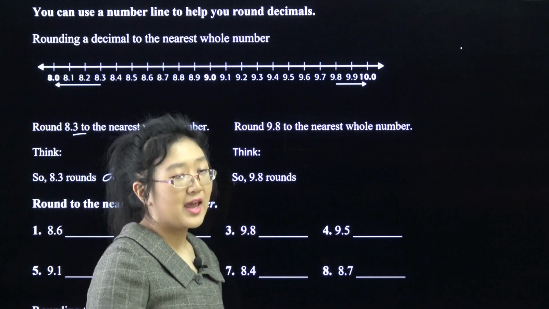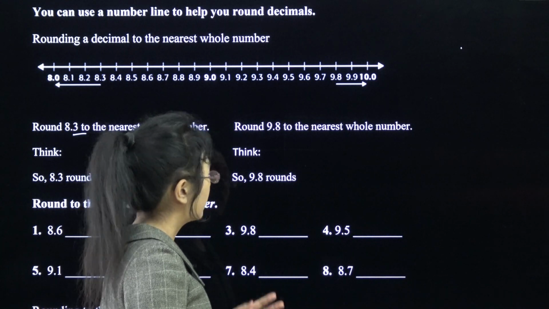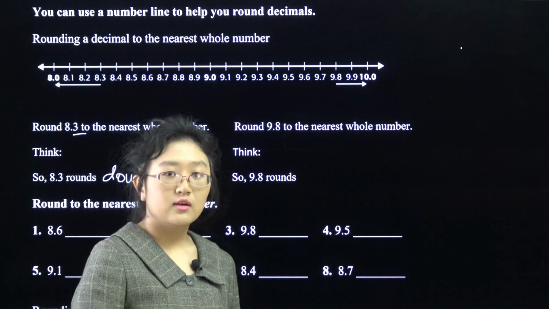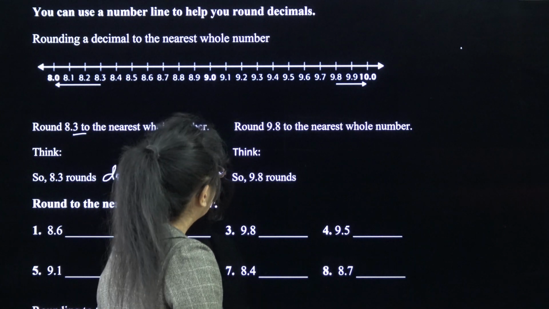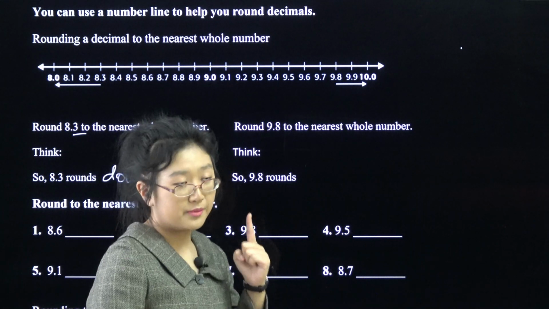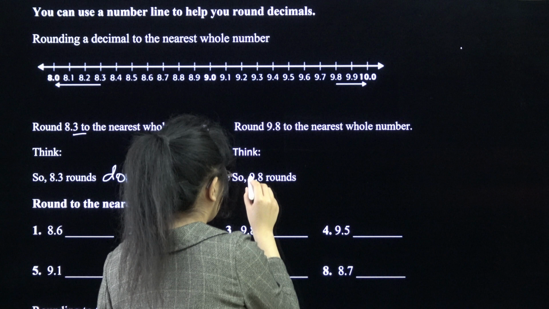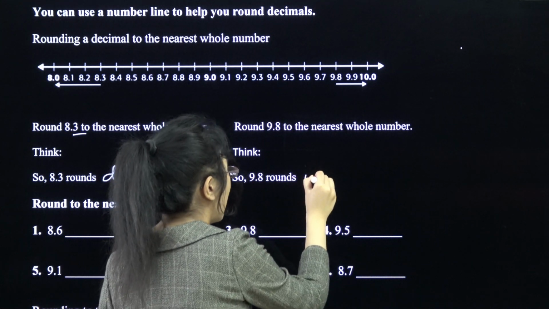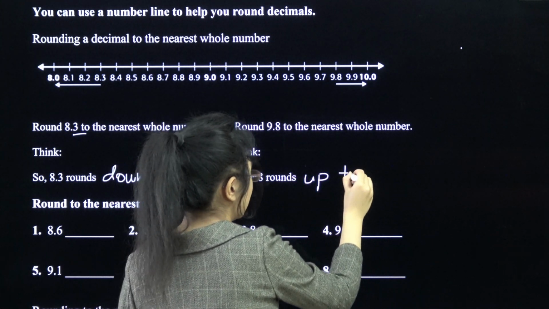Round 9.8 to the nearest whole number. So we think 8 is bigger than 5. So we have to round up. Therefore, 9.8 rounds up to 10.